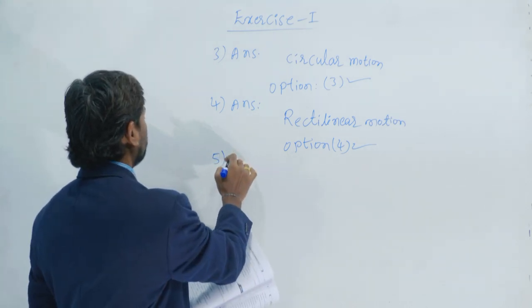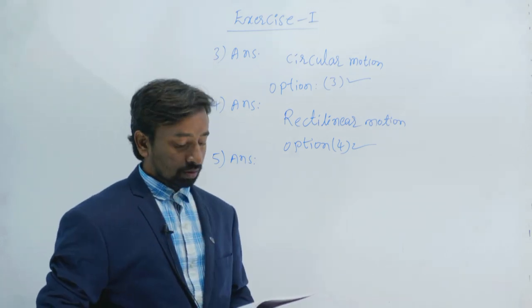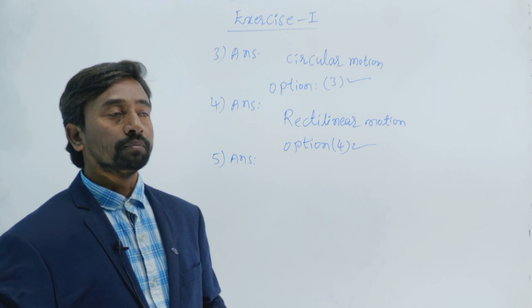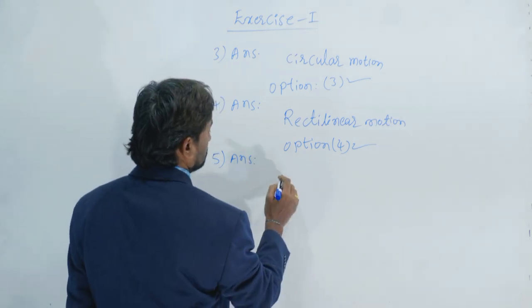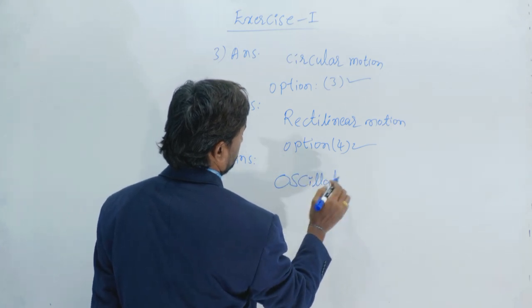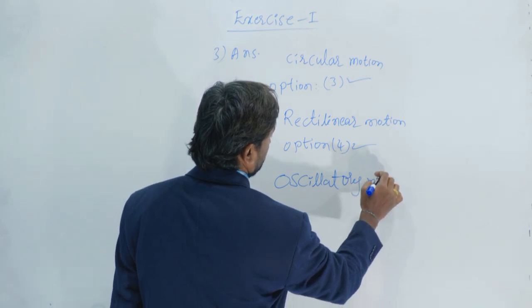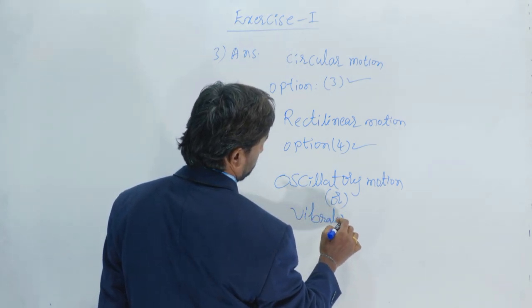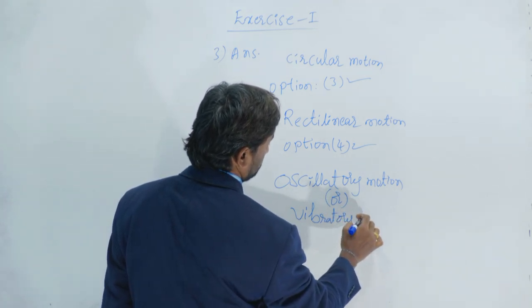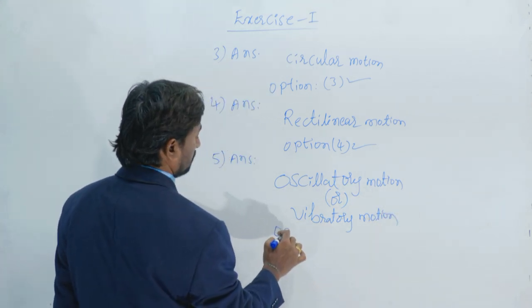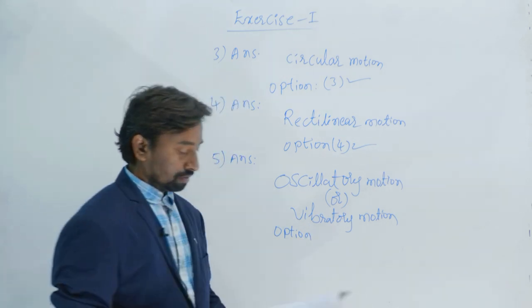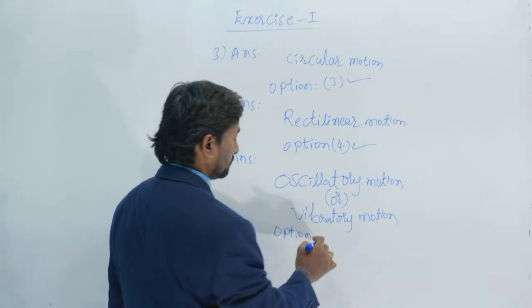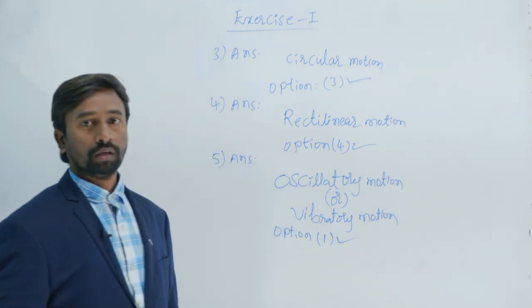Okay, now the fifth question: to and fro motion of an object is dash motion. To and fro motion of an object is said to be oscillatory motion, or it is also said to be vibratory motion. The options given are vibrating motion, circular motion, rectilinear motion and random motion. So option one is right.